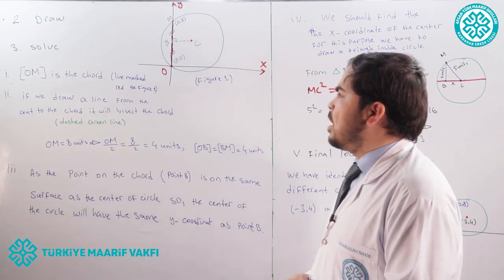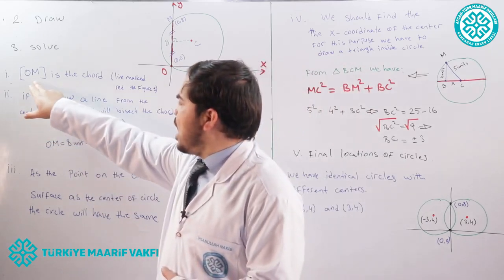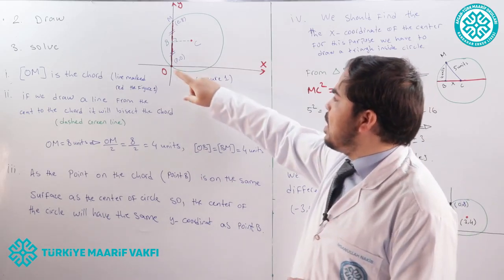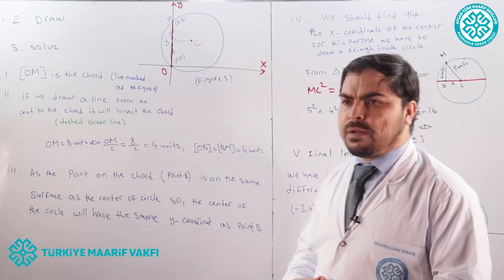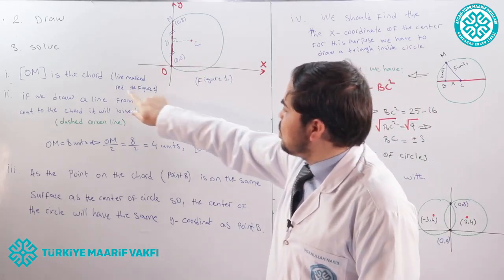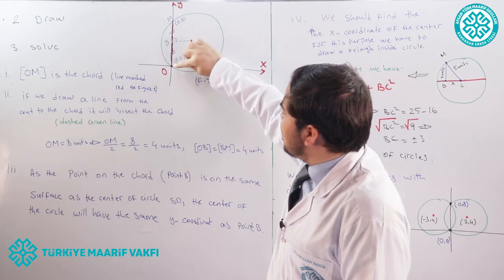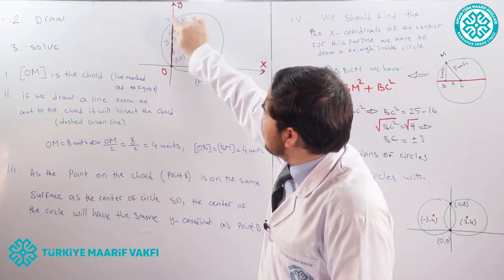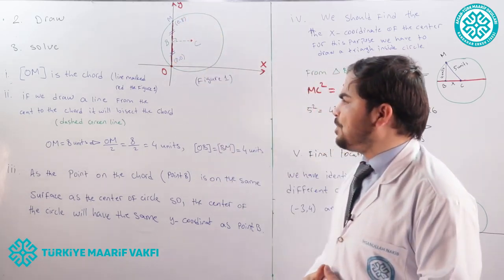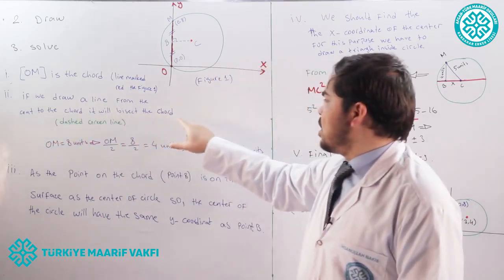Let's solve the question. Now we have come to the third step. Here we have the line OM, which is the chord. What does chord mean? As I said, a chord is a line that connects 2 points of the perimeter and does not pass through the center. Here we have the chord, the line marked with the red color, from O to M. The green one is the circle, and this red and black line is the chord of the circle. If we draw a line from the center to the chord, it will bisect the chord.